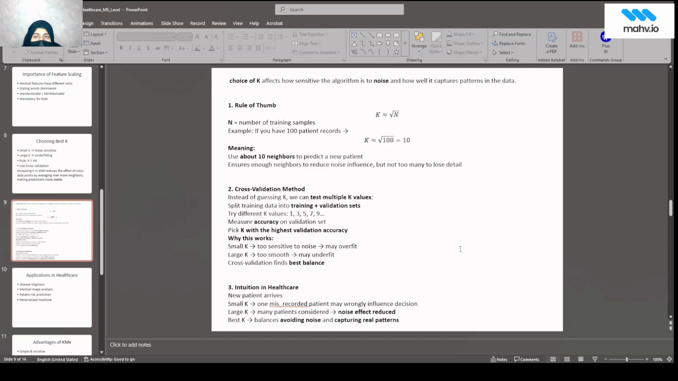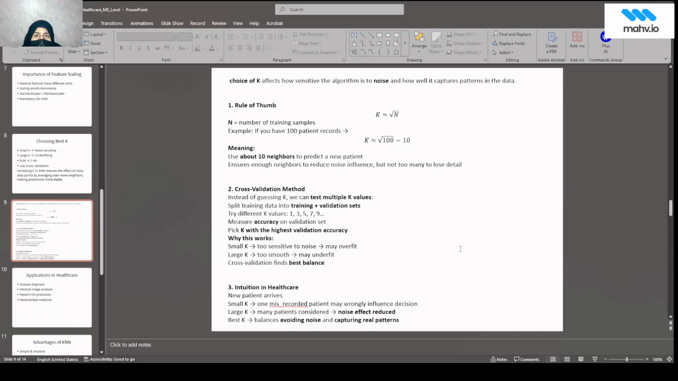So cross validation, as I have told you: instead of guessing K, we can test and manipulate the K values. Split the training data into training and validation sets. Try different K values. Let's suppose first it is K=1, then 2, then 3, and so on. Measure the accuracy on the validation set. Pick the K with the highest validation accuracy.